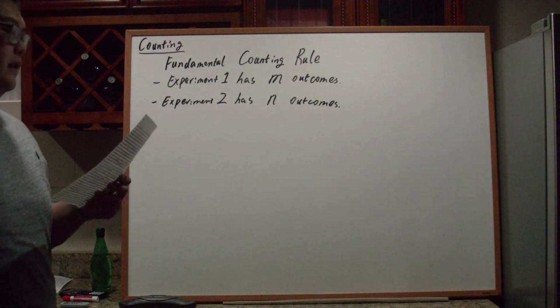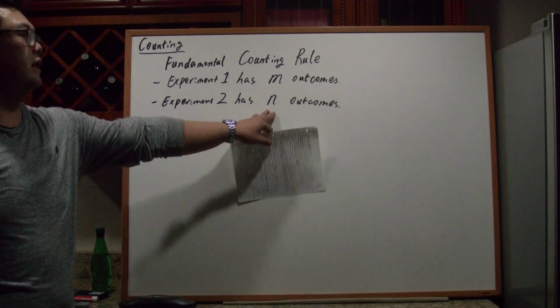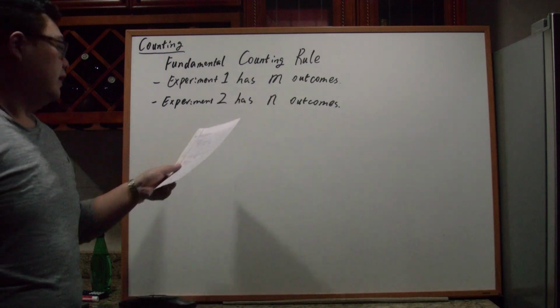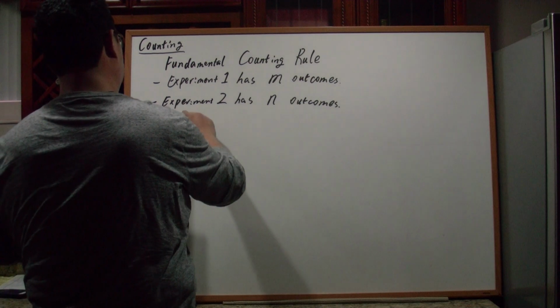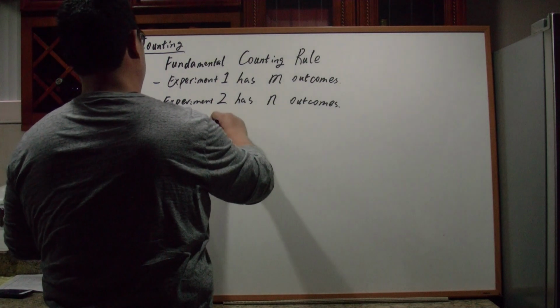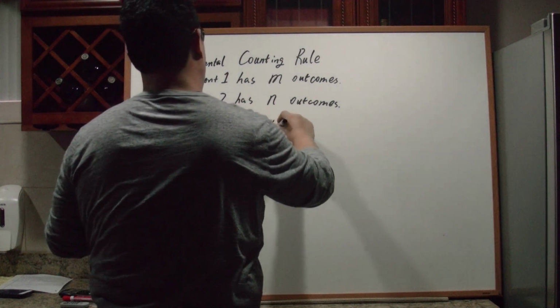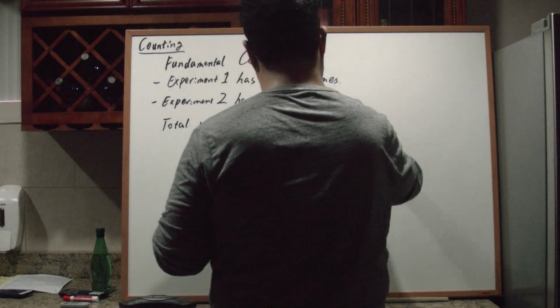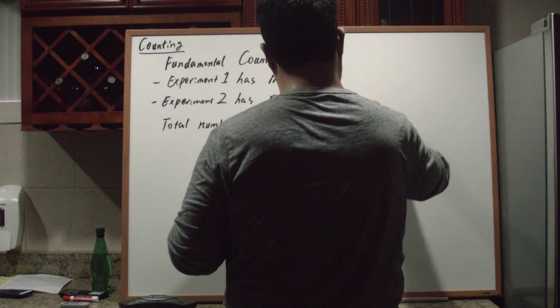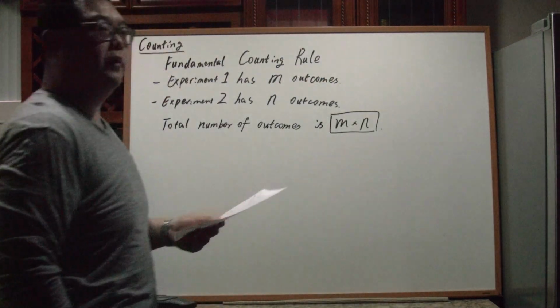Experiment 1 has m outcomes, experiment 2 has n outcomes. Then the total number of outcomes is m times n.